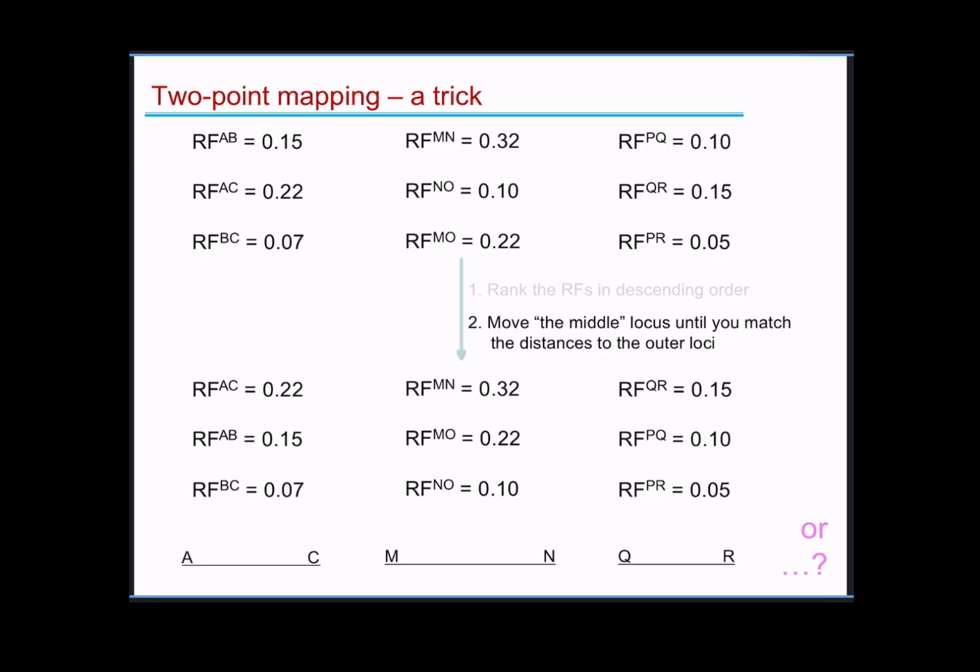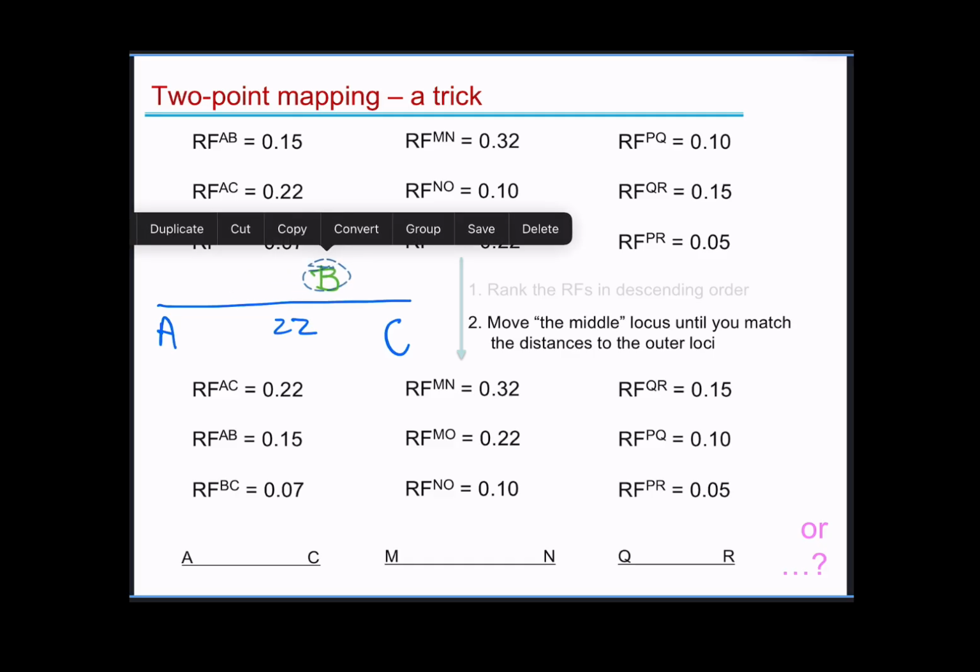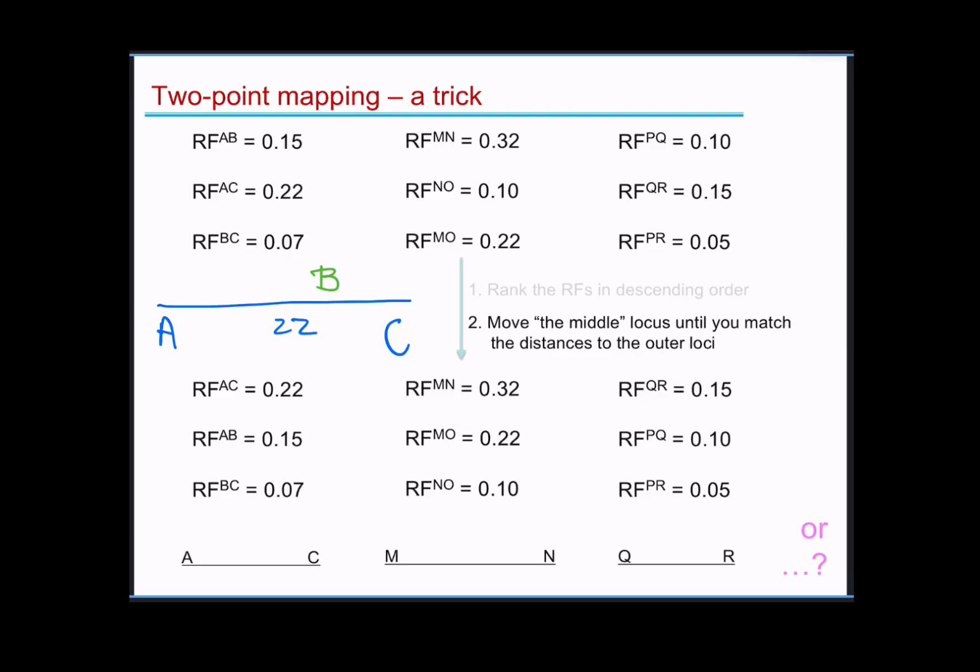In this case, we would go something like this: A to C, 22, and then let's see if this works. I'm gonna throw the B in there. Let's see if it works. And then I move it. Is it moving? Wow. Right? So I know that B is really close to C, so I will place it somewhere there. And then I say 7 mapping units here, 15 mapping units there.